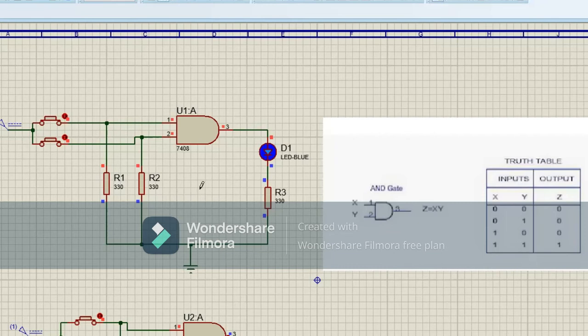This can be seen here. As both the inputs are high, the output is high. If any one of the inputs is low, the output is low and the LED doesn't blink. If both the inputs are low, the LED still doesn't blink.